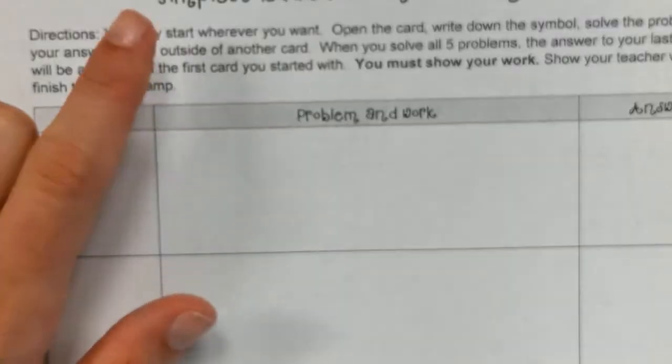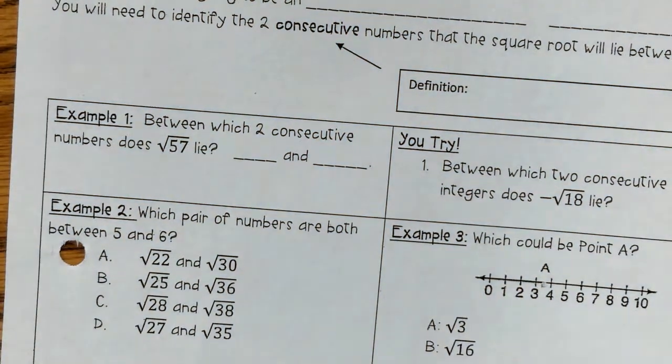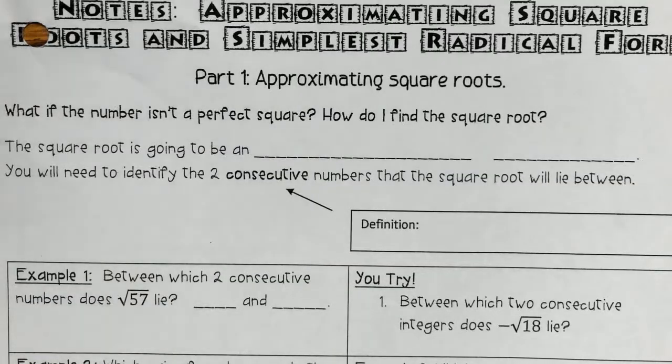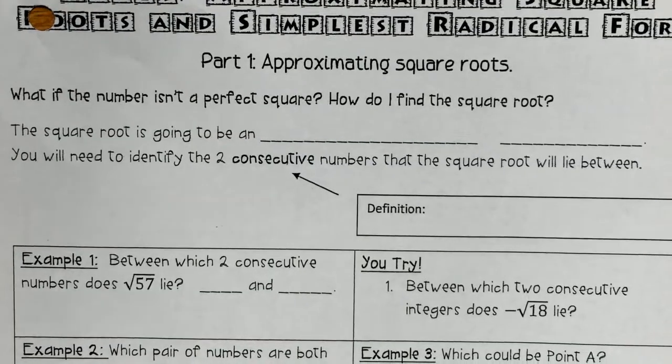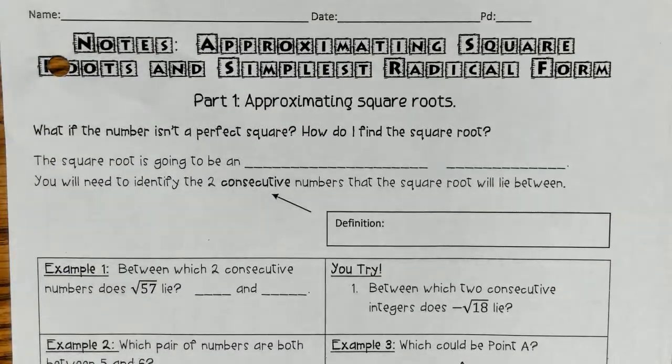Okay. So, this is your warm-up. You're going to hold on to it. On the back is the scavenger hunt. This is one of our activities for today. So you can leave that out if you want. The next paper you're going to pick up says notes approximating squares or square roots in simplest radical form. So find this paper. It should have been the third paper you picked up.